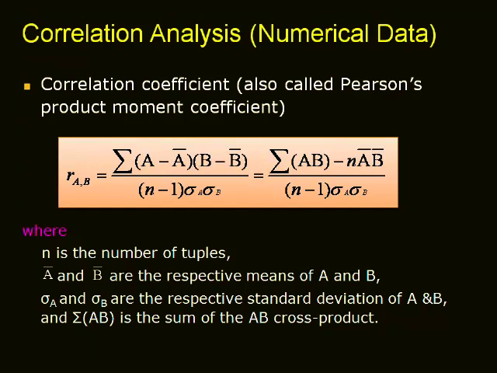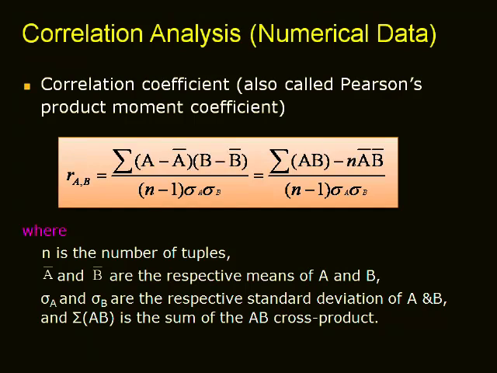The correlation coefficient is also termed Pearson's product moment coefficient, which can be computed by using the formula shown on the slide. The correlation coefficient is denoted by the symbol R. Here A and B are the attributes. N is the number of tuples. A bar is the mean of A. B bar is the mean of B. Sigma A and sigma B are standard deviations of A and B respectively. And sigma AB is the sum of the cross product of A and B.